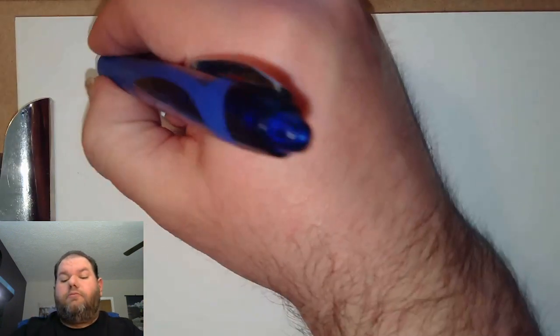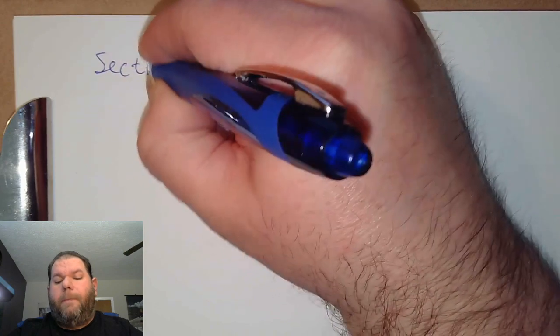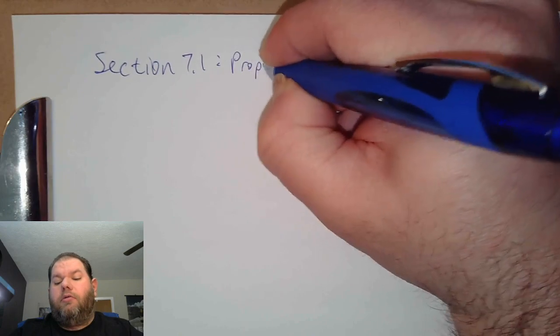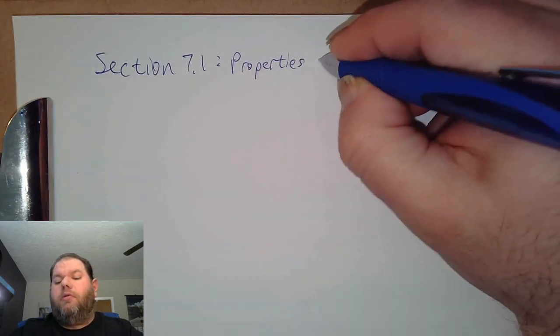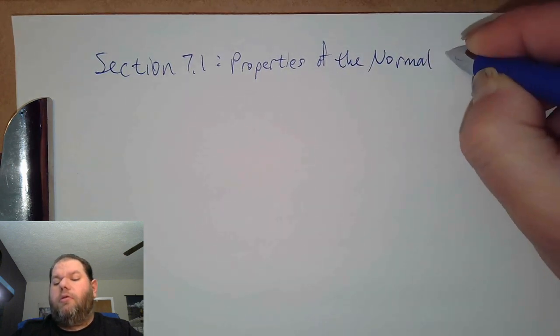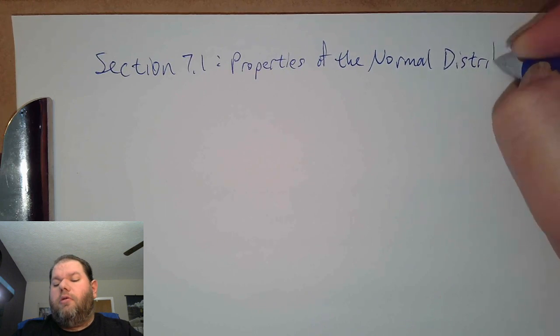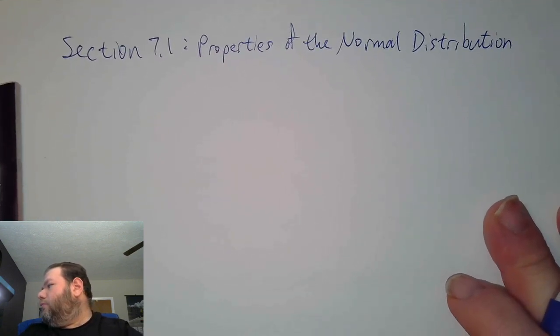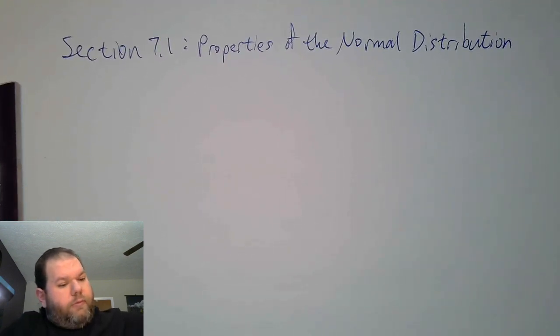So today we're going to start chapter 7, which we'll be talking about normal distributions. Okay. We're looking at properties of the normal distribution.